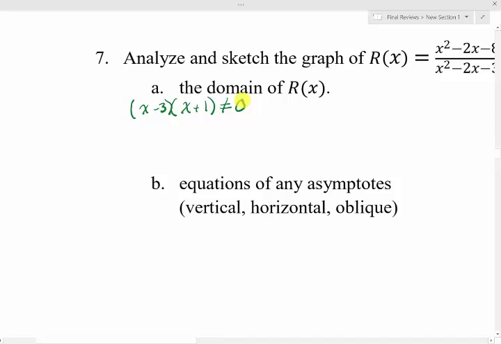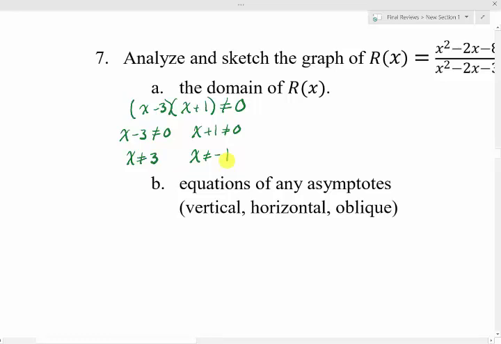Well, since I have two things being multiplied together, set equal to, or in this case, not equal to 0, I can use my zero factor property and say that x minus 3 cannot be equal to 0, and x plus 1 cannot be equal to 0. So then x cannot be equal to 3, and x cannot be equal to negative 1.